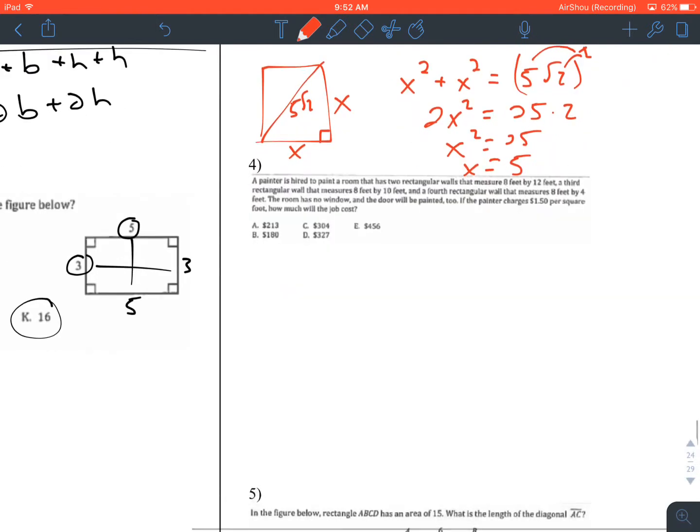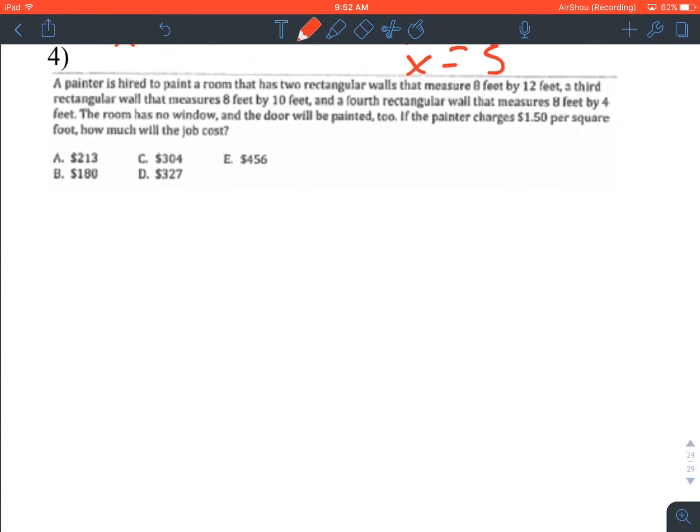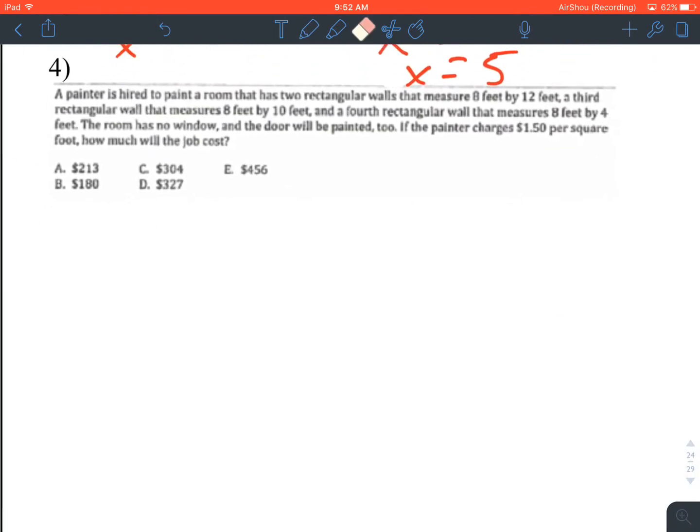All right, number 4. A painter is hired to paint a room that has 2 rectangular walls that measure 8 feet by 12 feet. A third rectangular wall measures 8 by 10, and a fourth measures 8 by 4. There's no windows, and the door will be painted too. How convenient. If the painter charges $1.50 per square foot, how much will the job cost?